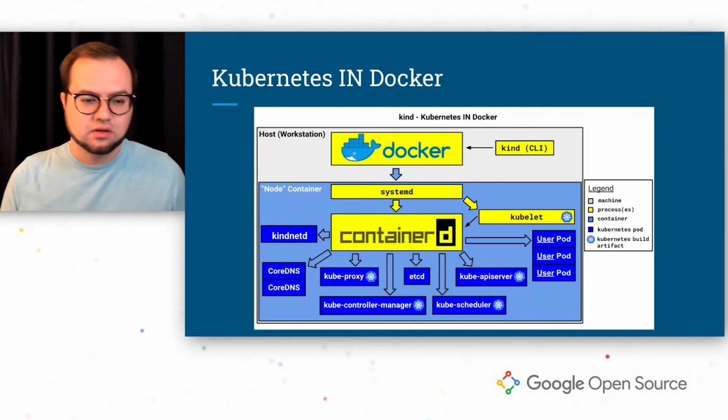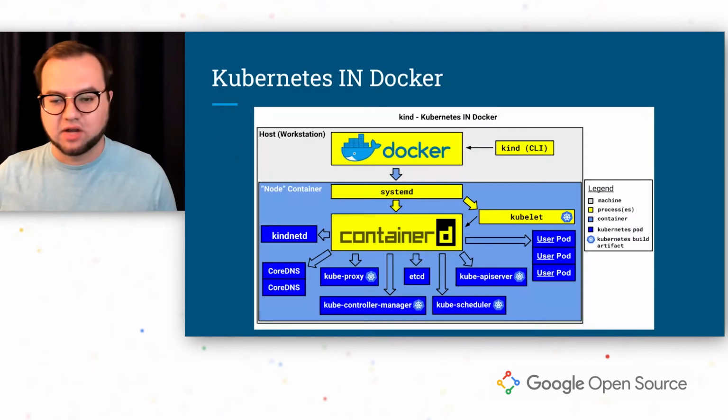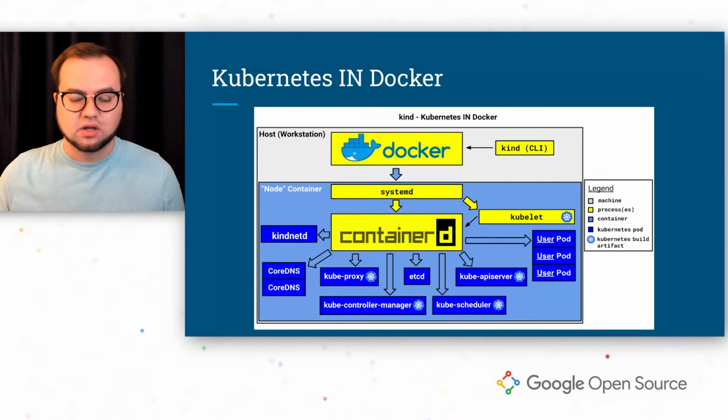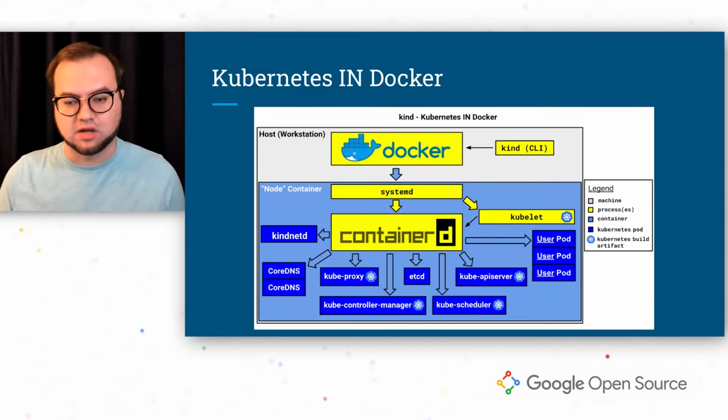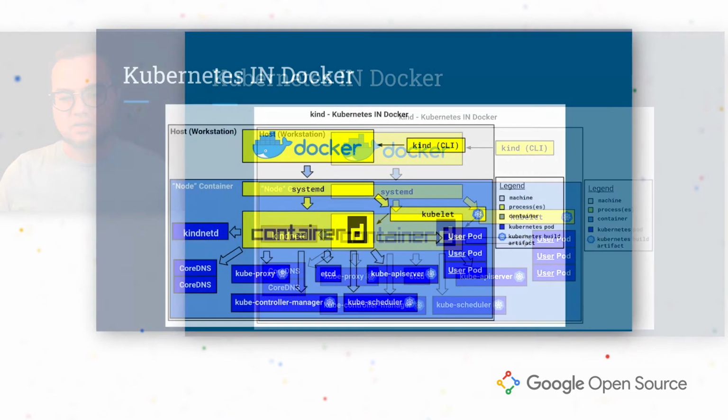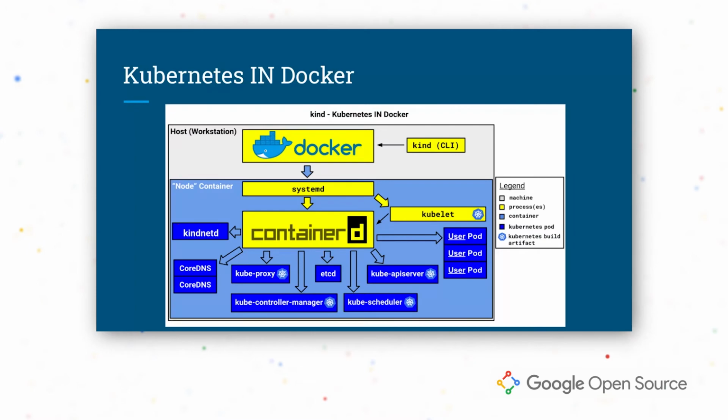So how does it work? Well, as I said, we create node containers. So you can see here you have Docker running on your workstation and the Kind command line, which is talking to Docker. The Kind command line will tell Docker to create node containers. These node containers are going to run a number of little tricks and get systemd, kubelet, containerd, all of the Kubernetes components from CoreDNS, kube-proxy, etcd, kube-controller-manager, kube-scheduler, kube-apiserver, and anything else that may become a future system component running.